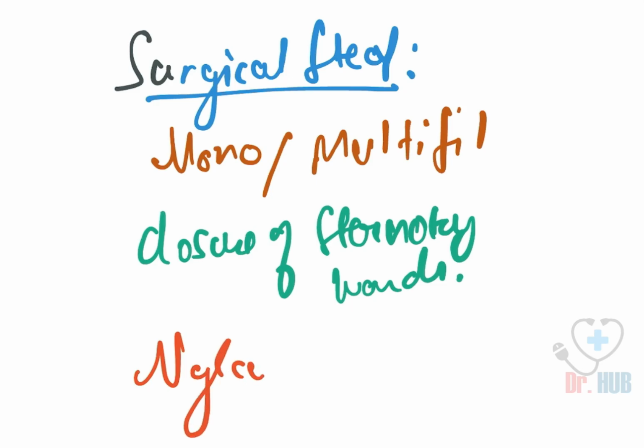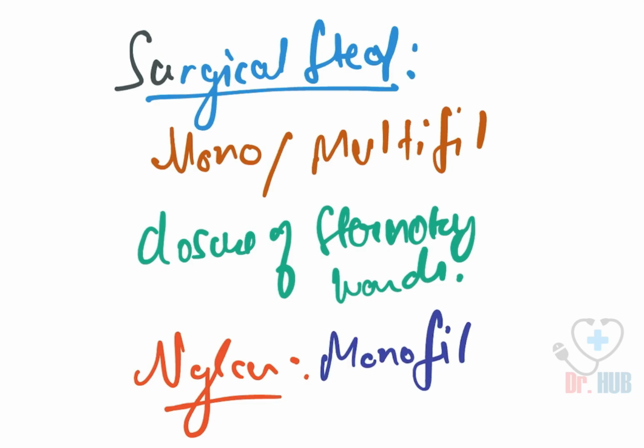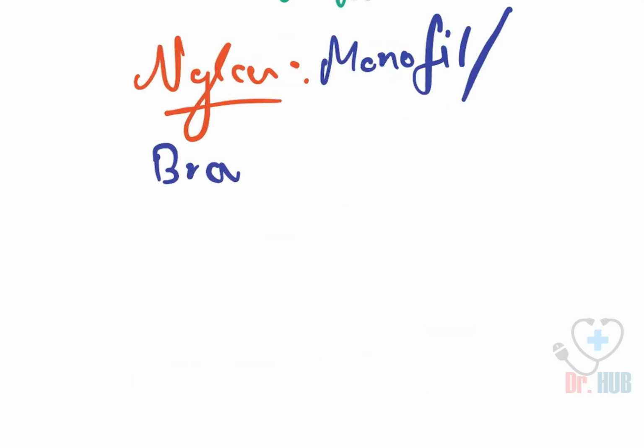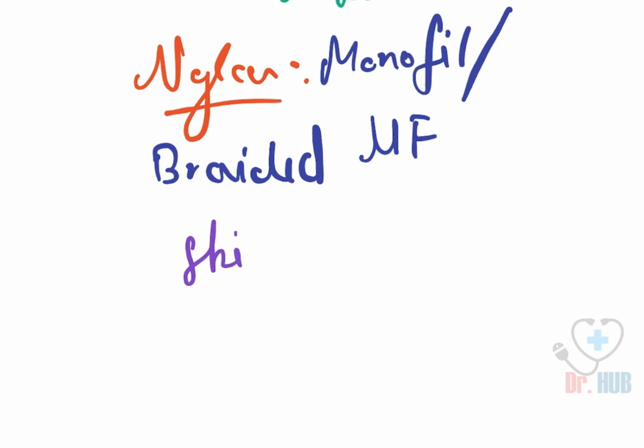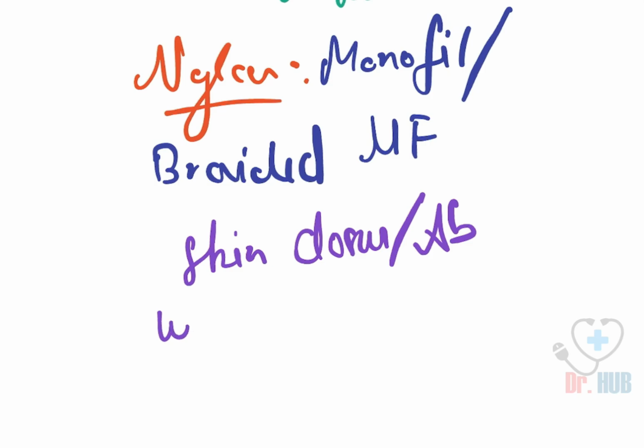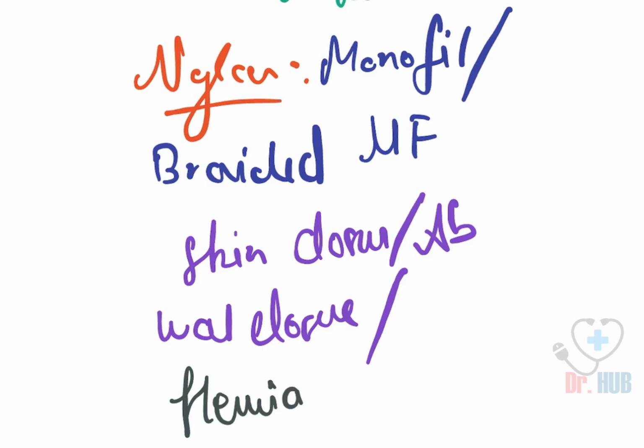And then we have the nylon. Nylon is a monofilament as well as a braided multifilament. It is used in skin closure as well as abdominal wall closure. It is also used in hernia repair and neurosurgery.